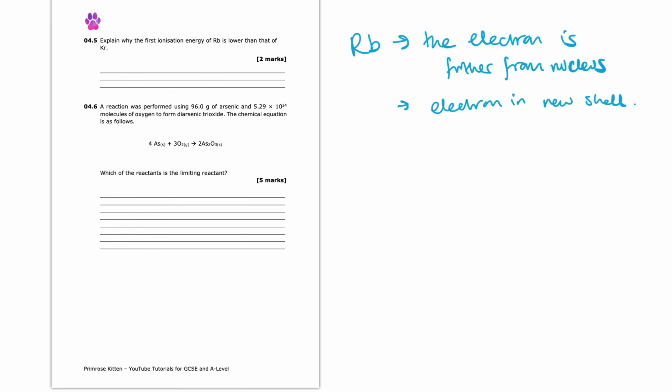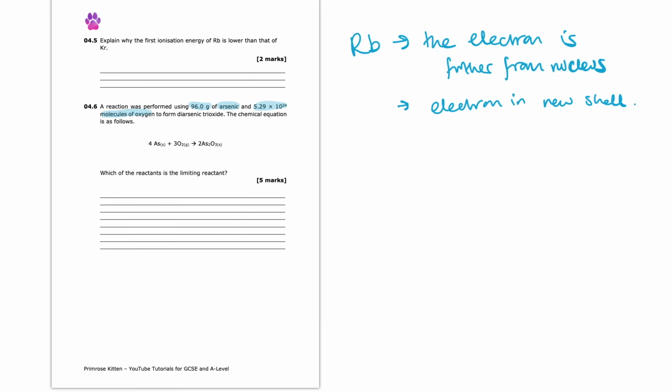Perfect. Okay, so 4.6. A reaction was performed using 96 grams of arsenic and 5.29 times 10 to the 24 molecules of oxygen to form diarsenic trioxide. The chemical equation is as follows. So now we need to say, well, which of these reactants is the limiting reactant?